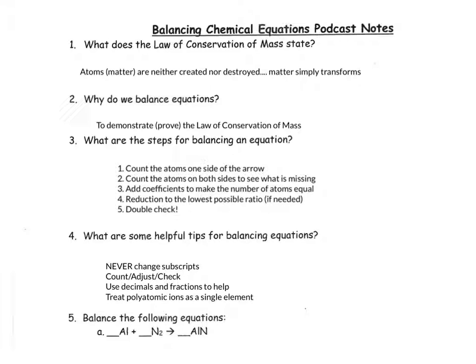So if I have one aluminum on the left side and one aluminum on the right, those are the same. But my problem is nitrogen. I have 2 on the left and 1 on the right. So I'm going to put a 2 there. I know I need at least a 2 in that place. Now that coefficient, when I have something like 2AlN here, that 2 is distributed amongst everybody in the compound. So that means I've got 2 aluminum and 2 nitrogen.